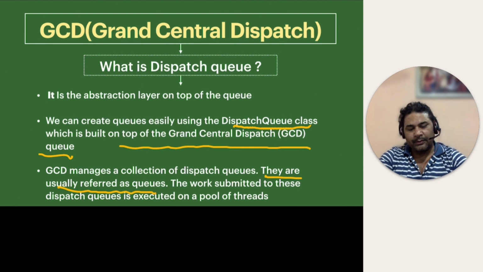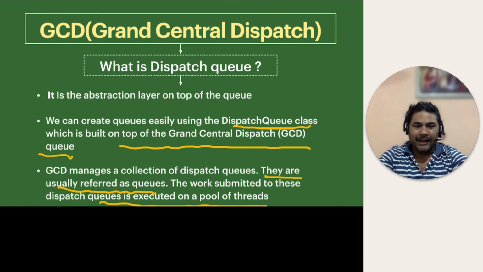So the work submitted to this queue is executed on a pool of threads. All the work submitted into the task queue is executed in the pool of threads, as we have also seen in the diagram. So all the tasks are executing in the pool of threads.